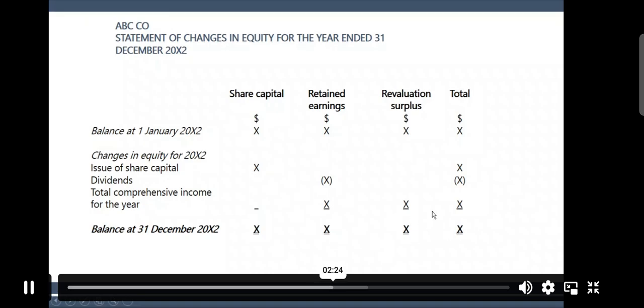At the beginning of the year, your total equity probably is 1 million. Now at the end of the year, it is 1.5 million. So there is a $500,000 increase in the equity statement. We call it changes in equity. This 1 million became 1.5 million. Why did it become 1.5 million? How much was the change in share capital? What is the change in dividends? And in the revaluation surplus, etc.